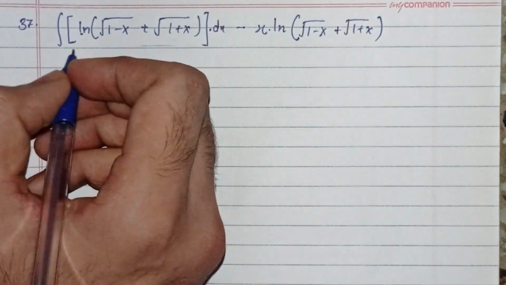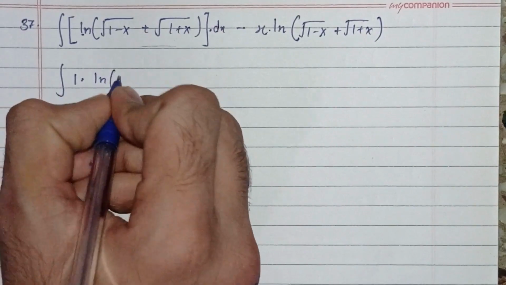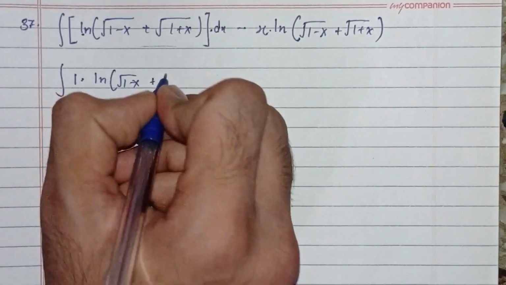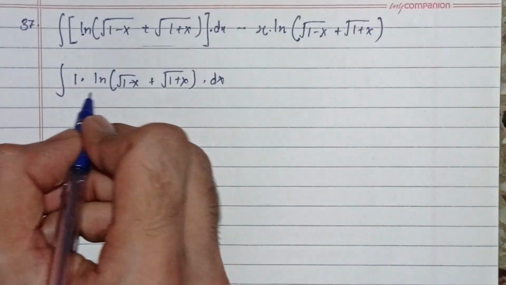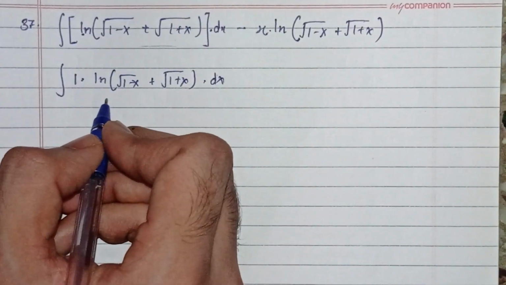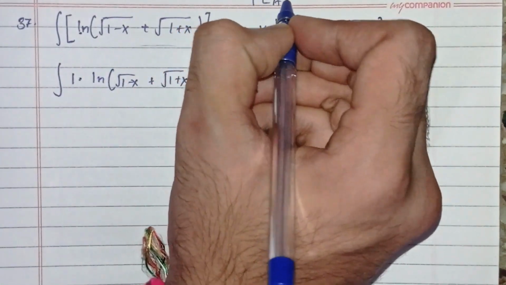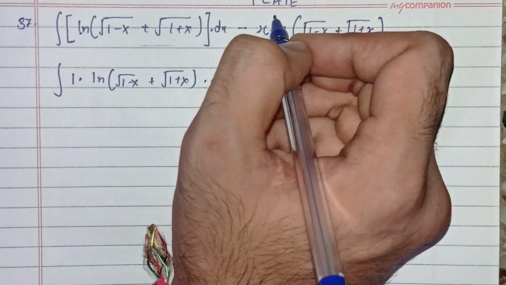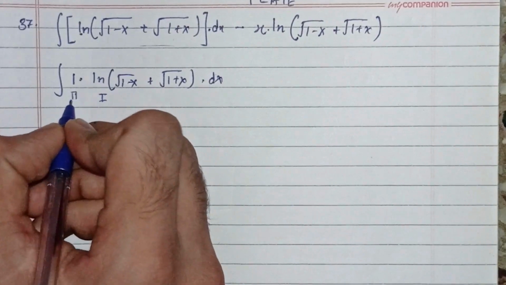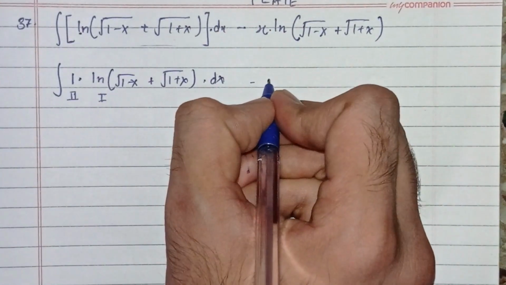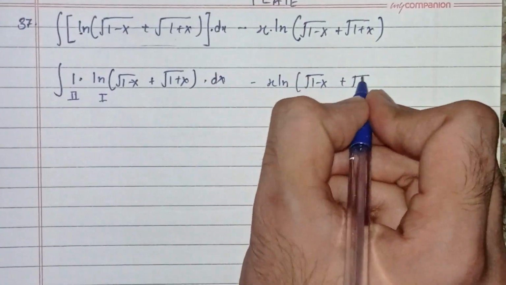So to integrate, I will take 1 · ln(√(1−x) + √(1+x)) dx. I will take this in the form of integration by parts, using ILATE. So the first function will be this, and my second function will be this, minus x·ln(√(1−x) + √(1+x)).